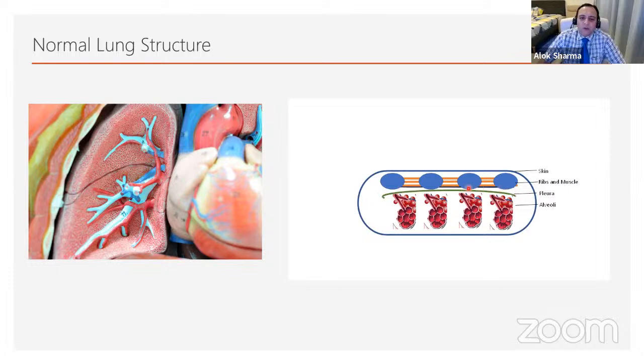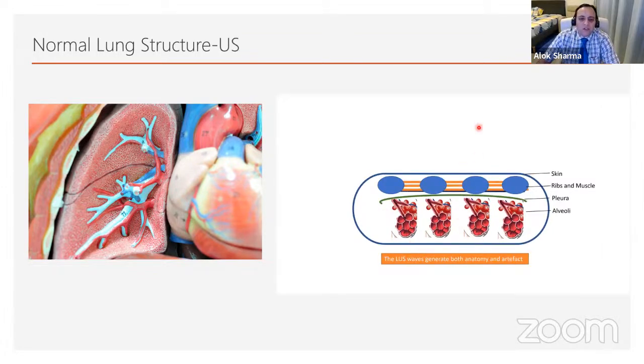And you've got the pleural line, which is basically the parietal pleura and the visceral pleura, as you can see here in green. And below that, what you've got is aerated lung in the form of alveoli. But in between, you've got these areas of interstitial space, which are full of interlobular septa, which take interstitial fluid.